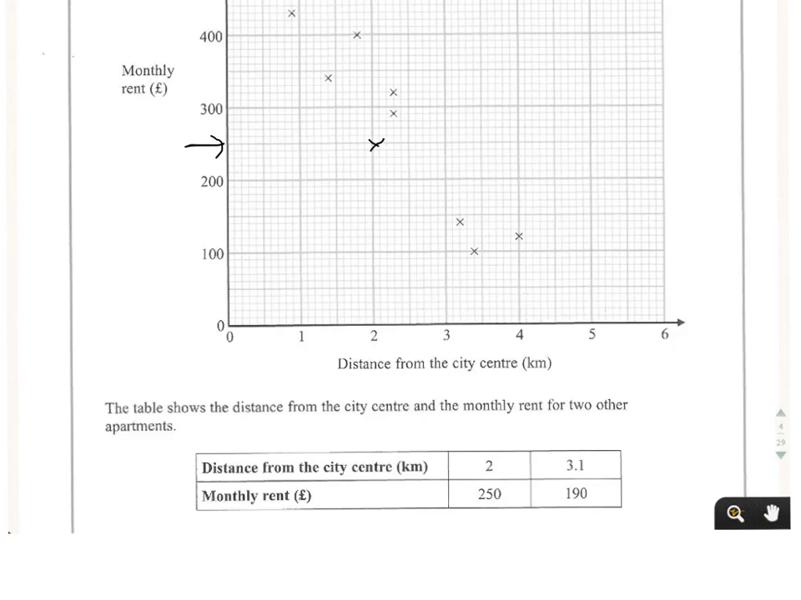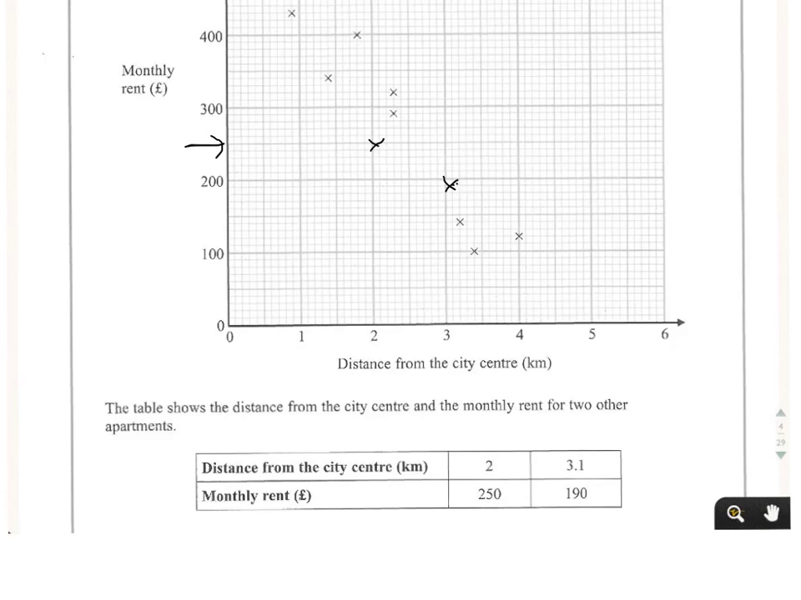3.1, well, we can see that there's 1 square for every tenth in kilometres. So we'll be at the first one past the 3, and there's 1 square for every 10 on the monthly rent. So we'll be 1 square before the 200. So 3.1 and 200. Trying to do it on my iPad's quite difficult with a big finger, but it's roughly there. And those are your 2 points.